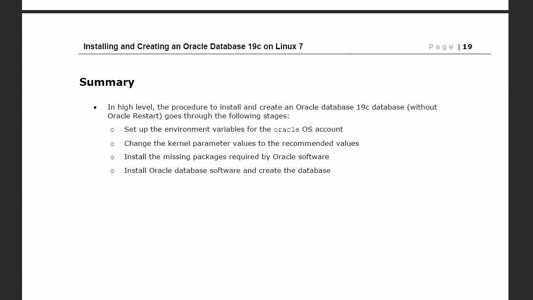And that's it for this tutorial. At a high level, the procedure to install and create an Oracle Database 19c database without Oracle Restart goes through the following stages. Set up the environment variables for the oracle OS account. Change the kernel parameter values to the recommended values. Install the missing packages required by Oracle software. And finally, install Oracle Database software and create the database.